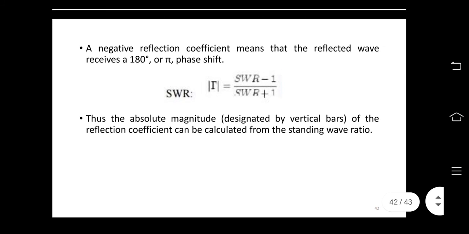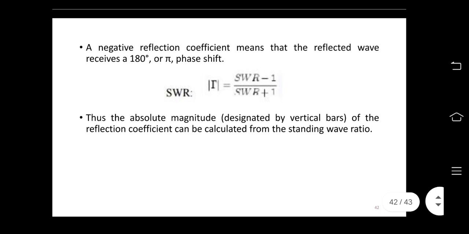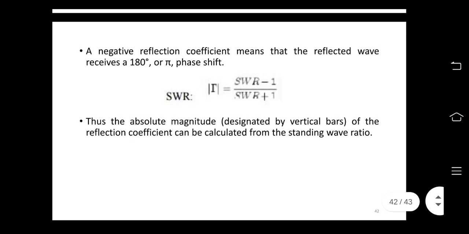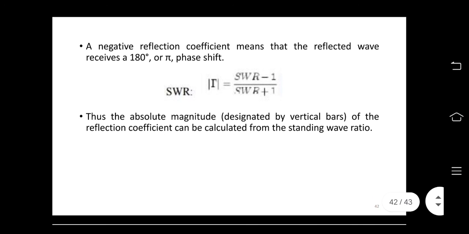A negative reflection coefficient means that the reflected wave receives a 180-degree or pi phase shift. So modulus gamma is equal to (SWR minus 1) divided by (SWR plus 1), where SWR is the standing wave ratio. Thus the absolute magnitude, designated by the vertical bars, of the reflection coefficient can be calculated from the standing wave ratio. That's all about it.